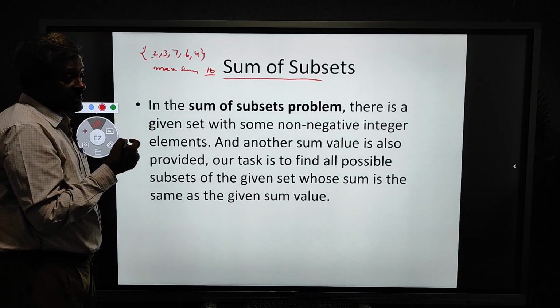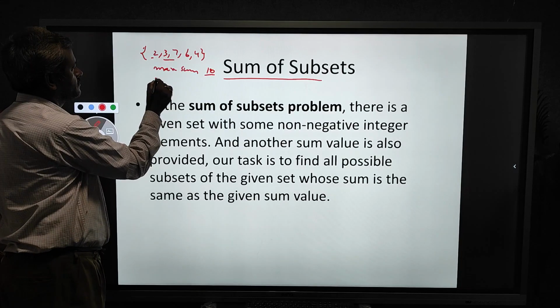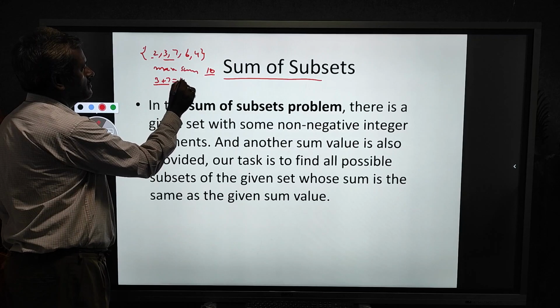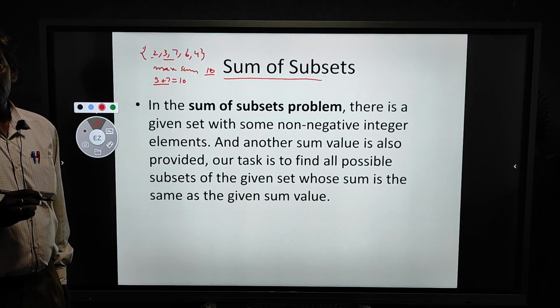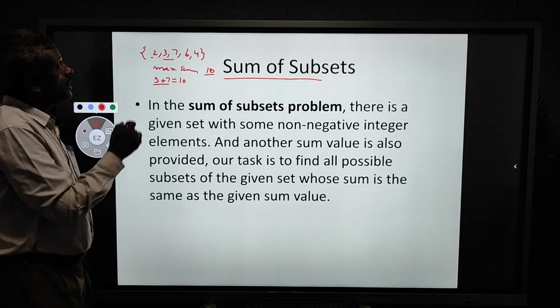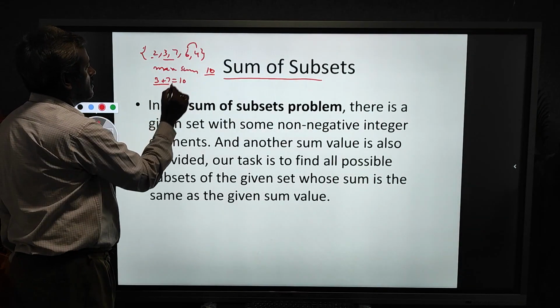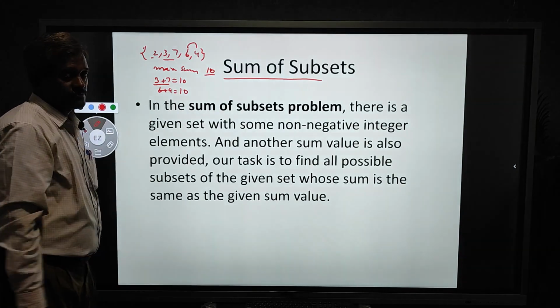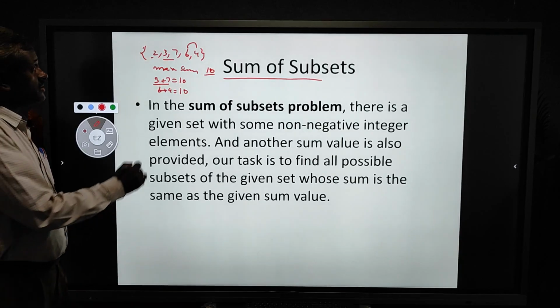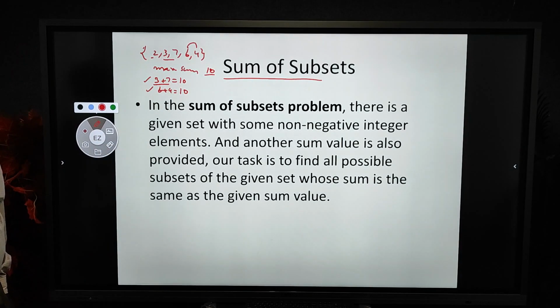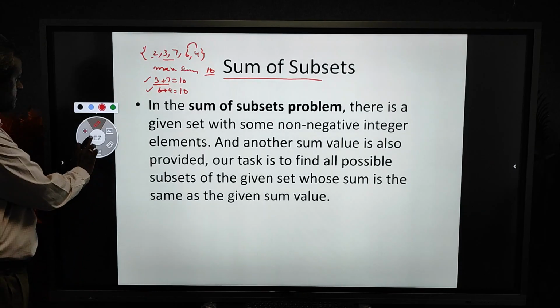Or we check like this, 3 plus 7 is nothing but 10. This is one of the solutions that we get, the sum is 10. Or if I make the combination of 6 plus 4, that is also 10. So here the possible solutions are 3 plus 7 and 6 plus 4. So how we are going to do this with the help of backtracking, we will check out.